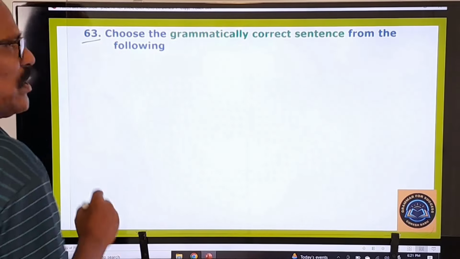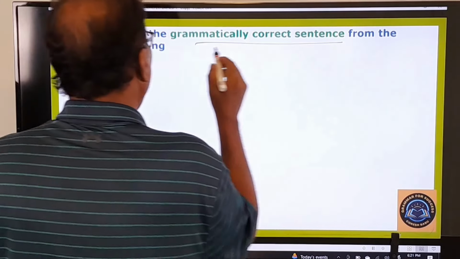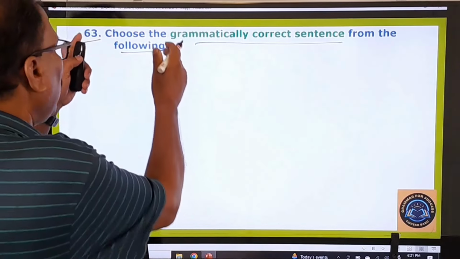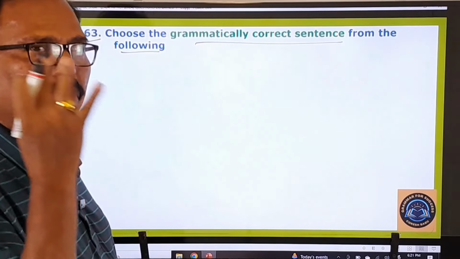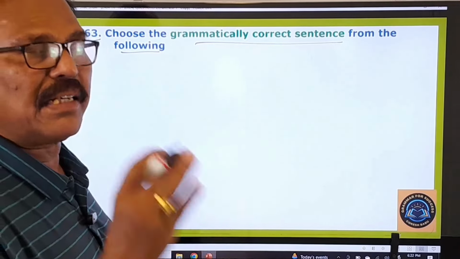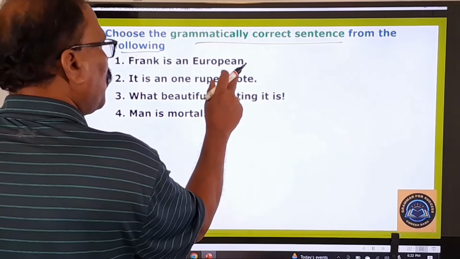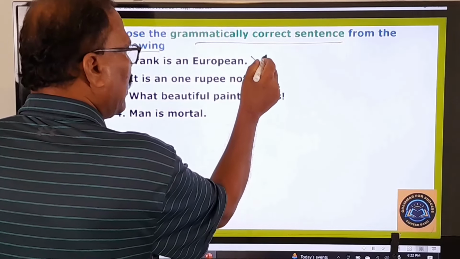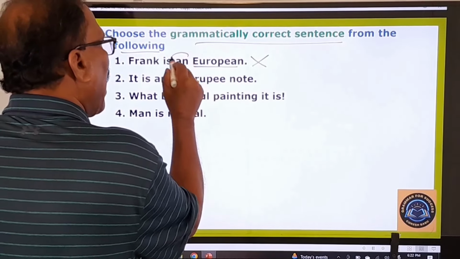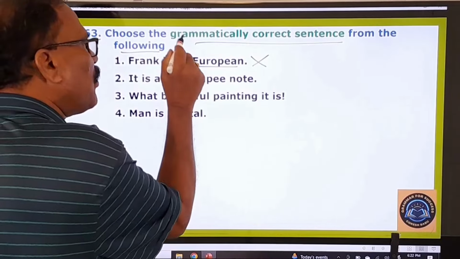63rd question is there. What is this 63rd question? Choose the grammatically correct sentence from the following given options. Here the examiner has given you 4 options, out of which you have to choose the grammatically correct sentence. And now let us look at the options given. Frank is an European. This is not the grammatically correct sentence, because an is used before European. You know very well, it is wrong to use an before European.